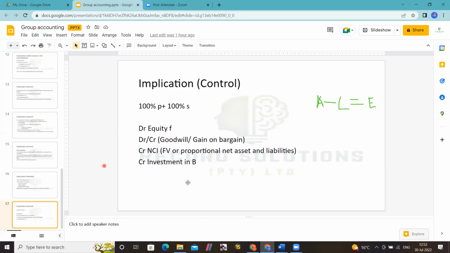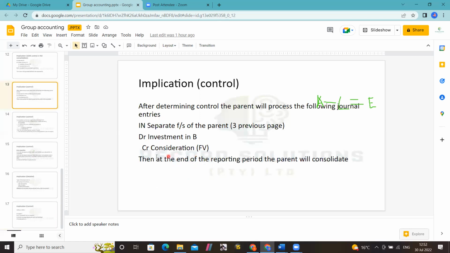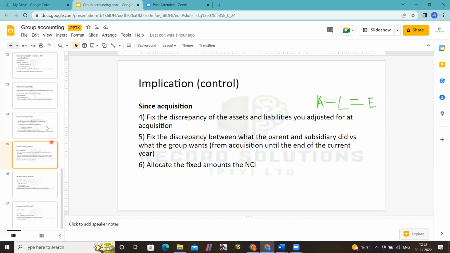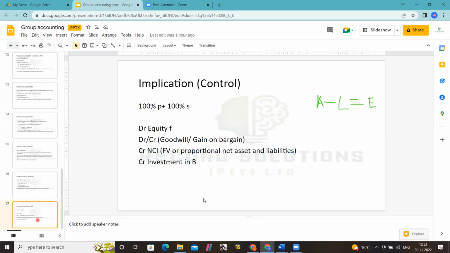And what is this investment? This investment is actually what you paid. So that's what you minus. It's actually what you paid. And exactly like that journal entry we did, right?